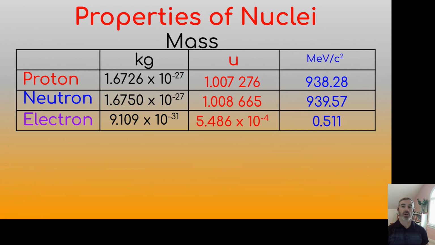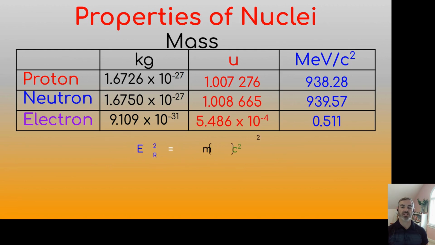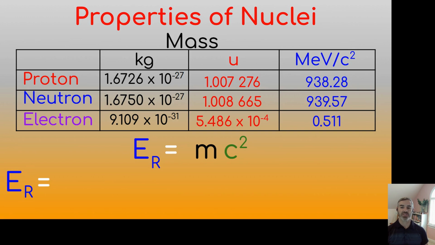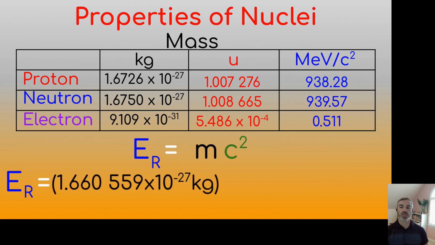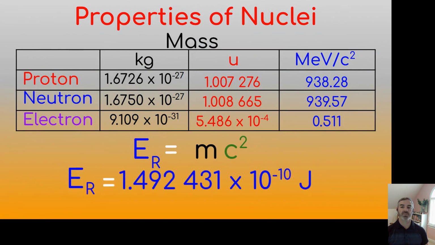Now, if we talk about mega electron volt per c squared, which is a mass unit, we look at the relativistic equation that Einstein came up with, and we're talking about the rest energy. Rest energy means there's no momentum. So to calculate the rest energy, we use the mass of one unified atomic mass unit, 1.66 times 10 to the negative 27 kilograms. We use the speed of light squared, and we can calculate the rest energy by multiplying those together. We end up with a rest energy of 1.492 times 10 to the negative 10th joules.